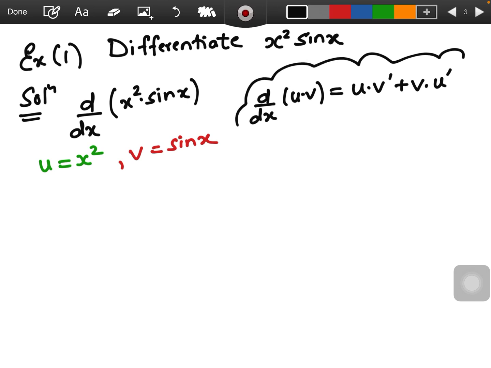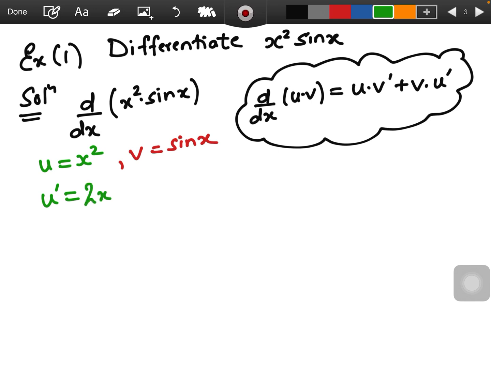This is the formula. So what we'll do in the next step is find their primes first. Prime means derivative of u. So what is the derivative of x square? Yes, it is 2x. And what is the derivative of sin x? The derivative of sin x will be cos x. So we have obtained their basic functions and their derivatives. Now we are going to plug into the standard formula.